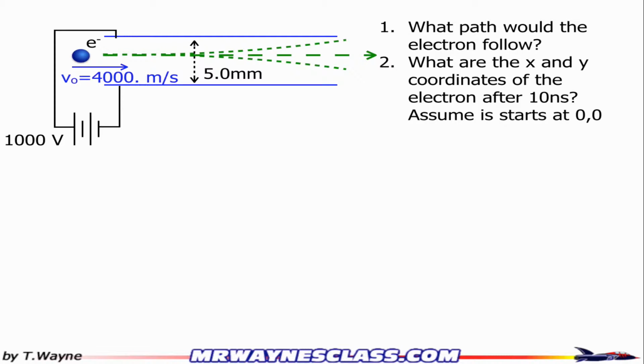Now I've even given a couple possible paths. It says what path would the electron follow, what are the x and y coordinates of the electron after 10 nanoseconds, assuming it starts at 0, 0. Remember that a nanosecond is 10 to the minus 9 seconds.